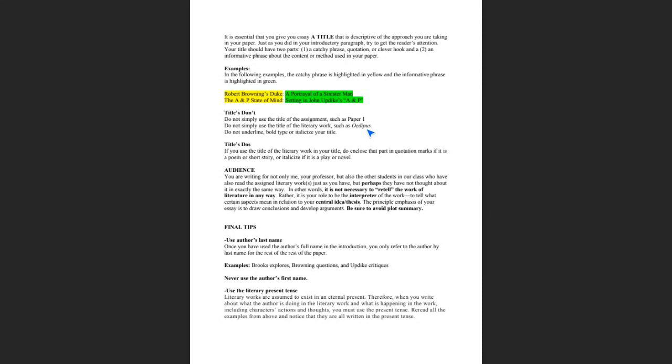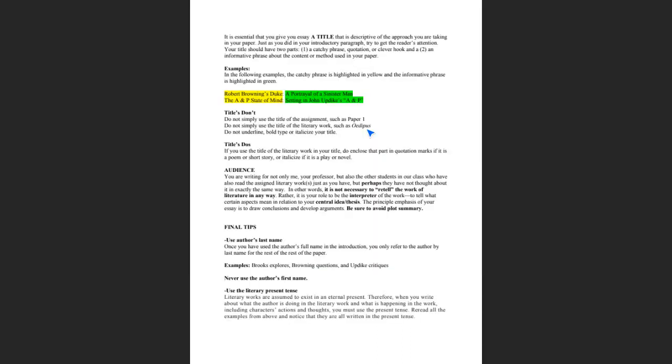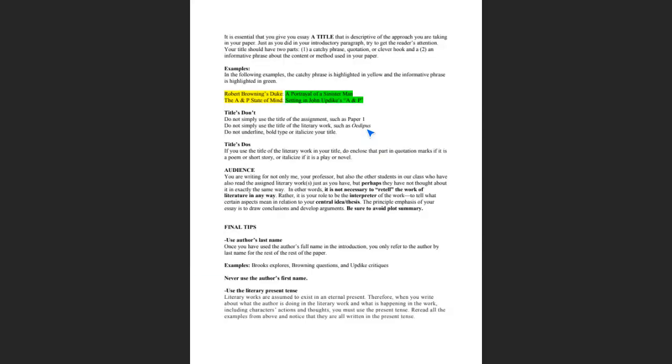So your job is not to summarize what has happened because they've read the work itself. They know what has happened in the work. What they do not know is your particular interpretation of that work. Two students in the same class can read the same literary work and come to it in very different ways. So when you're writing your paper, you're showing to your audience how you approach this literary work, and that is your argument. So you don't want to summarize.